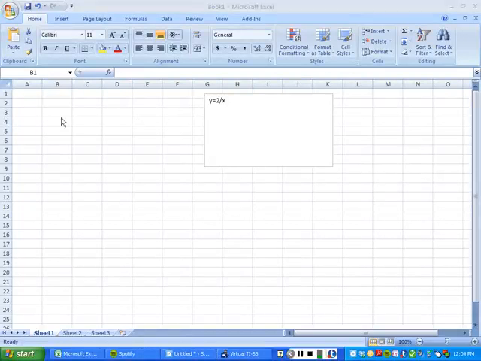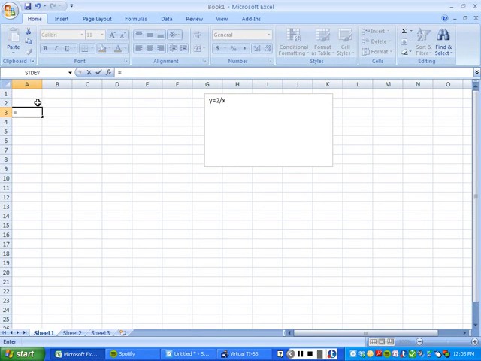Now, the concept behind horizontal and vertical asymptotes is this. What we're going to do is we're going to have a series of numbers here. So we're going to do 1, and then we're going to do equals this plus 10. So we're just going to add 10 and do that a lot.